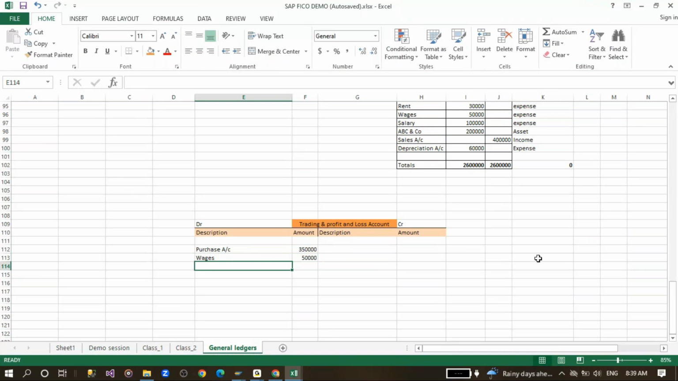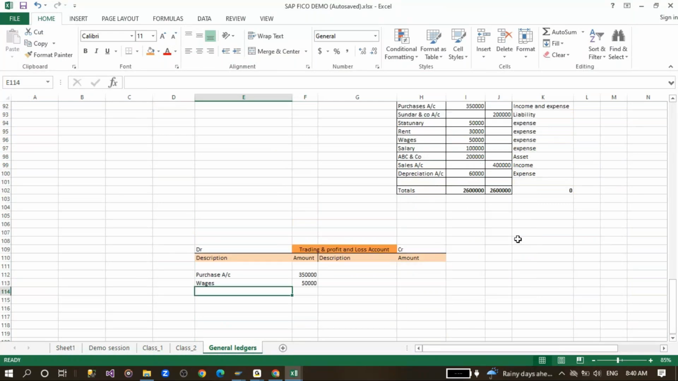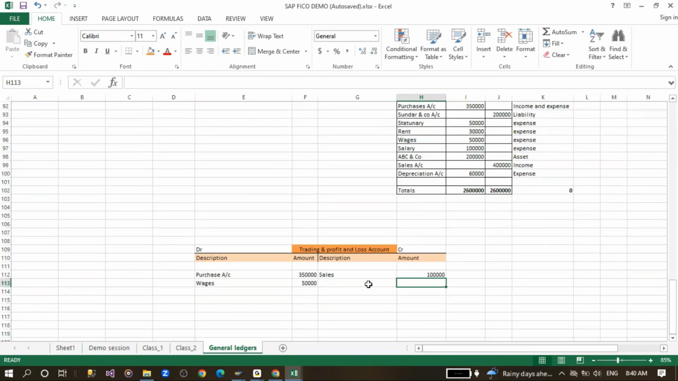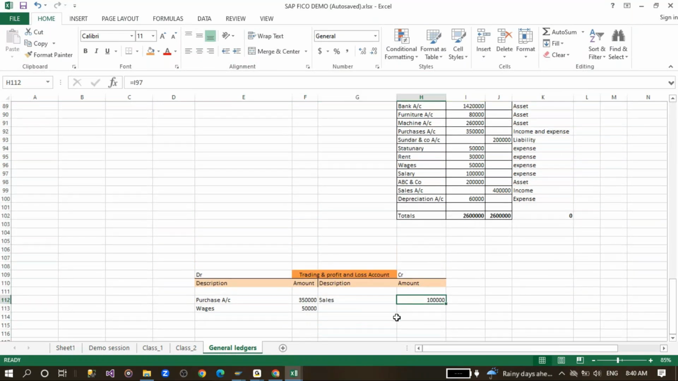Now after that, sales is your direct business activity, which is a direct income. How much is the sales? It's 4 lakhs.